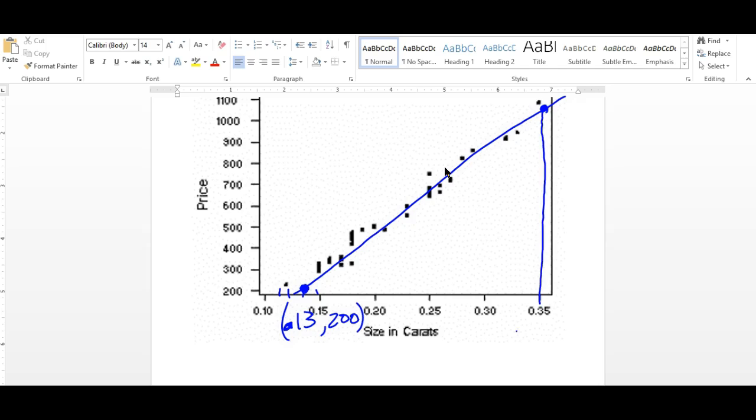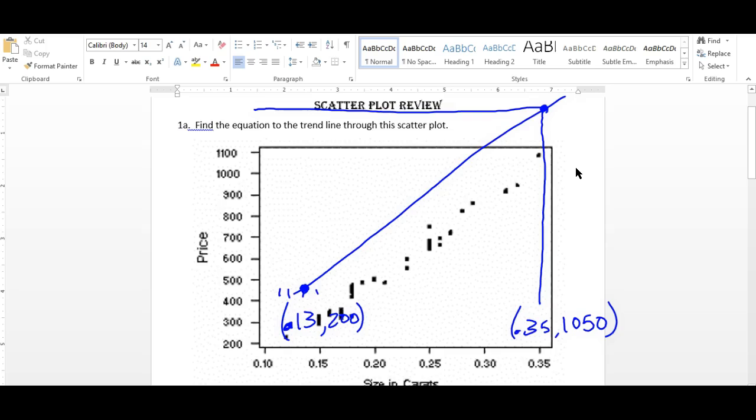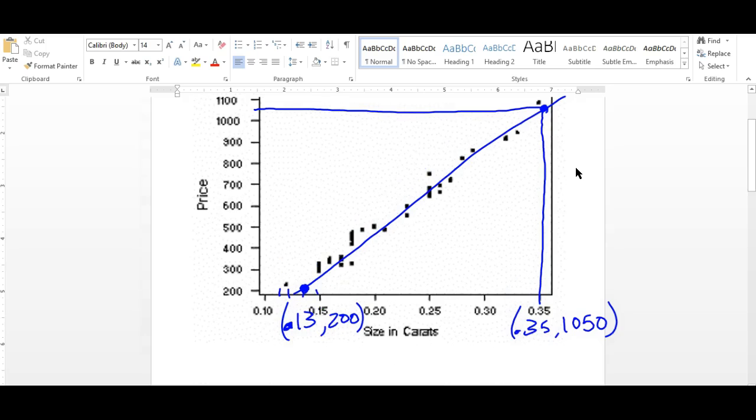That is going to be 0.35, comma, 1050. So, again, it's not going to be extremely perfect. This is just an estimate that we're going to be using this for. So, those are our two ordered pairs. 0.13, comma 200 and 0.35, comma 1050.